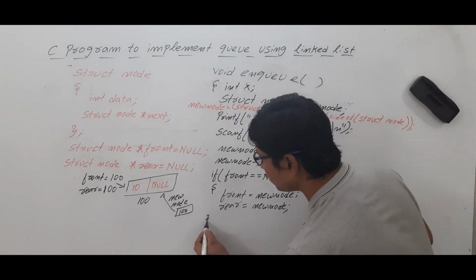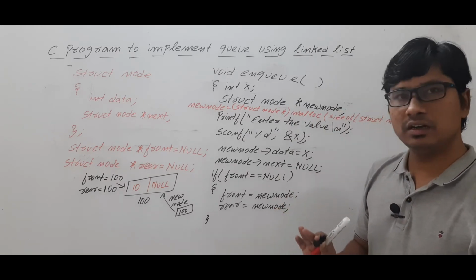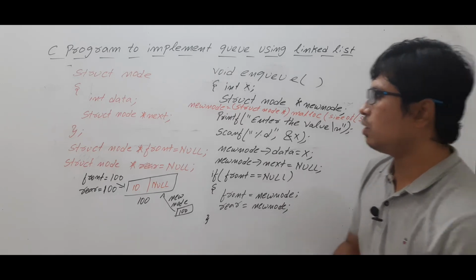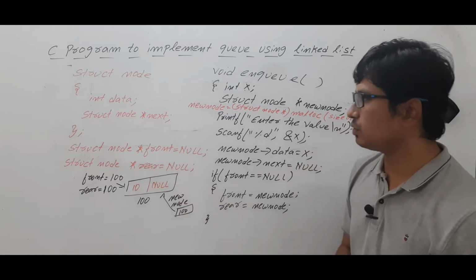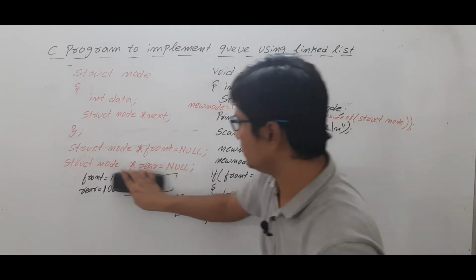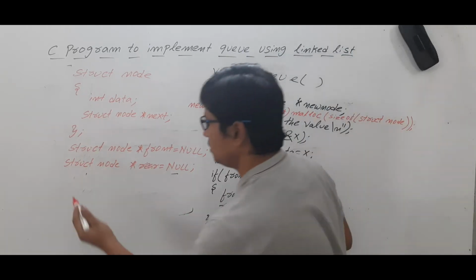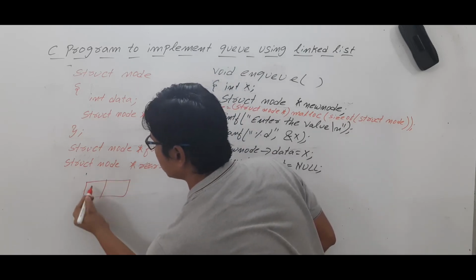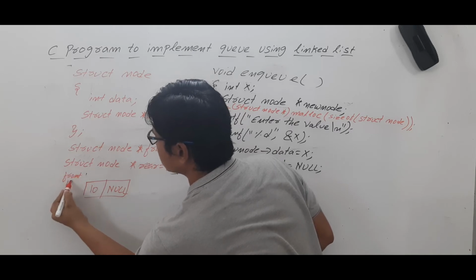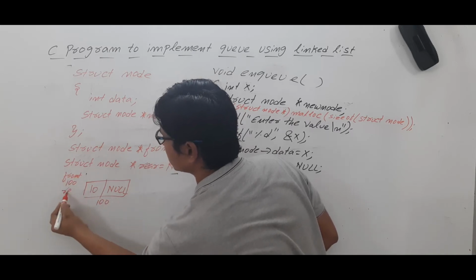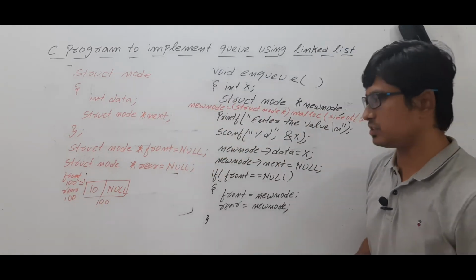If front is not equal to null, then you can say that some elements are there in the linked list. Suppose one element is there, and again you are creating a new node. Let me write here: already one node is there in the linked list with the value 10 and null, and front consists of 100. Let's assume the address of this node is 100. So now both front and rear are pointing to the first node.